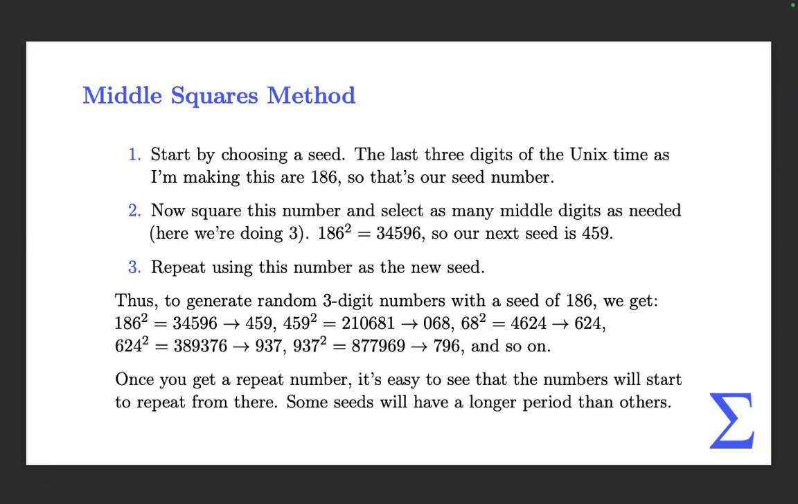And that's just something you have to deal with for pseudo-random numbers, because they are generated by algorithms. You can't really avoid repeats. This is known as the period, and some seeds will inevitably have a longer period than others, and you just have to see if you get lucky.